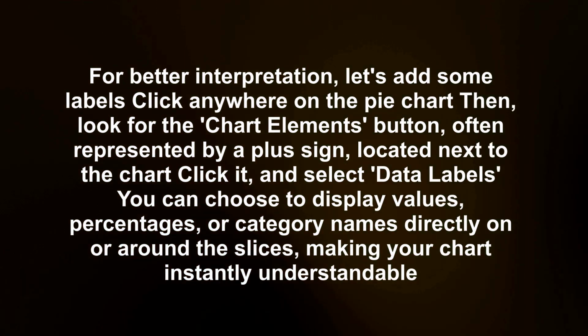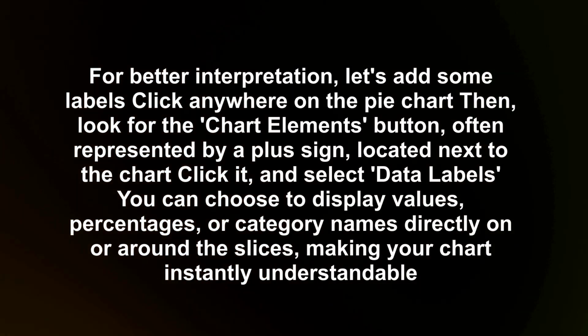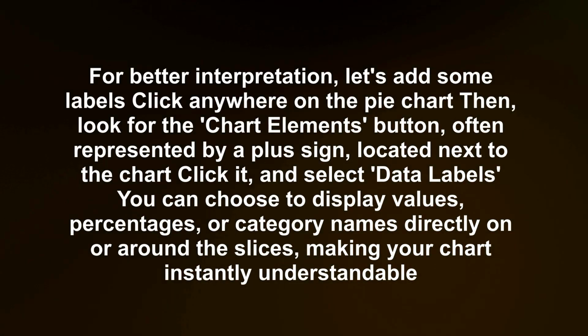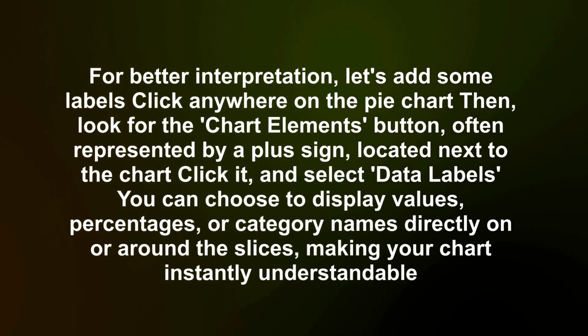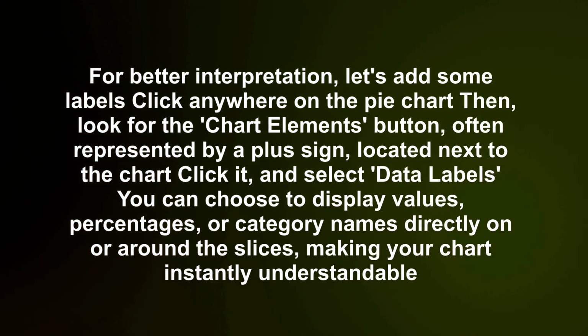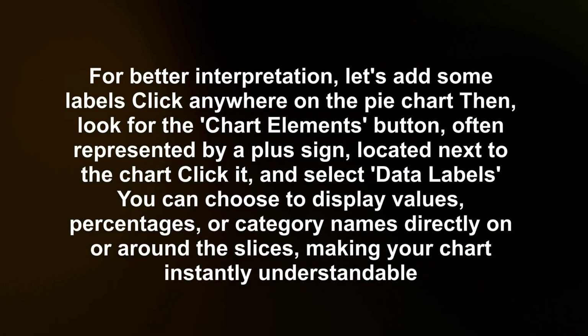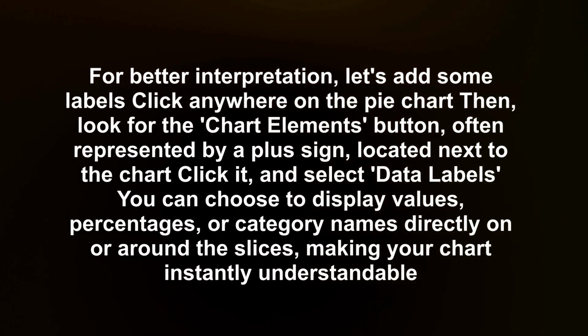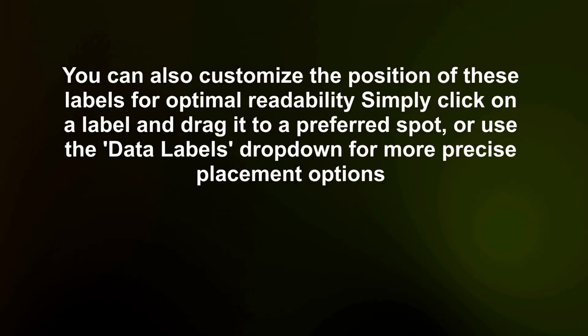For better interpretation, let's add some labels. Click anywhere on the pie chart, then look for the Chart Elements button, often represented by a plus sign, located next to the chart. Click it, and select Data Labels. You can choose to display values, percentages, or category names directly on or around the slices, making your chart instantly understandable. You can also customize the position of these labels for optimal readability.